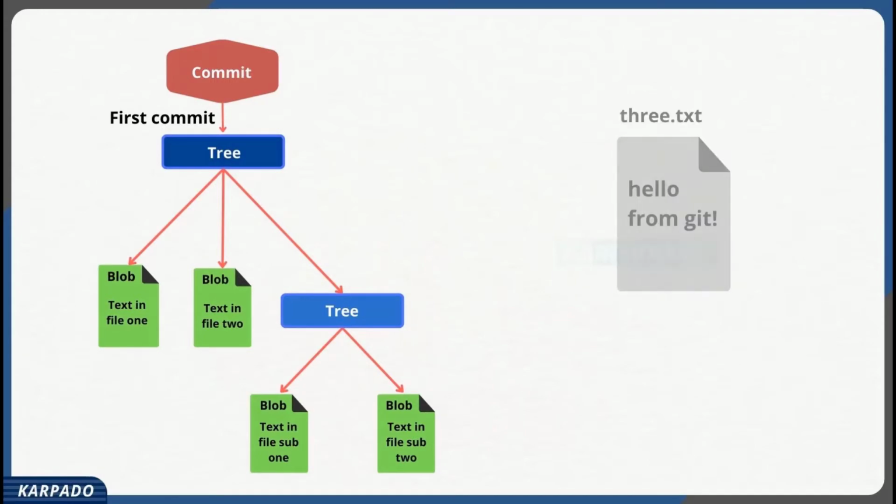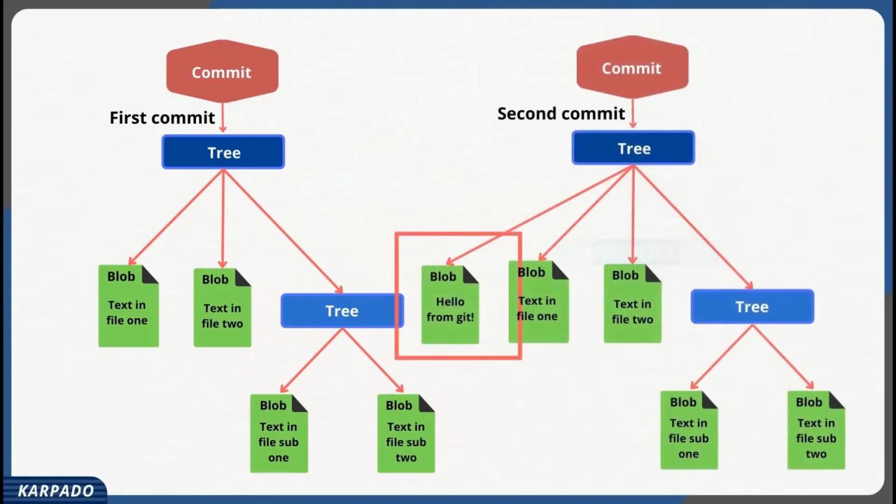Now let us assume that I've introduced another file, say 3.txt, with the following text, hello from Git. And I kept this inside the root project directory. I've staged this file and then I committed the changes. Now can you visualize how the object structure would be for the second commit we make? Do you imagine something like this?